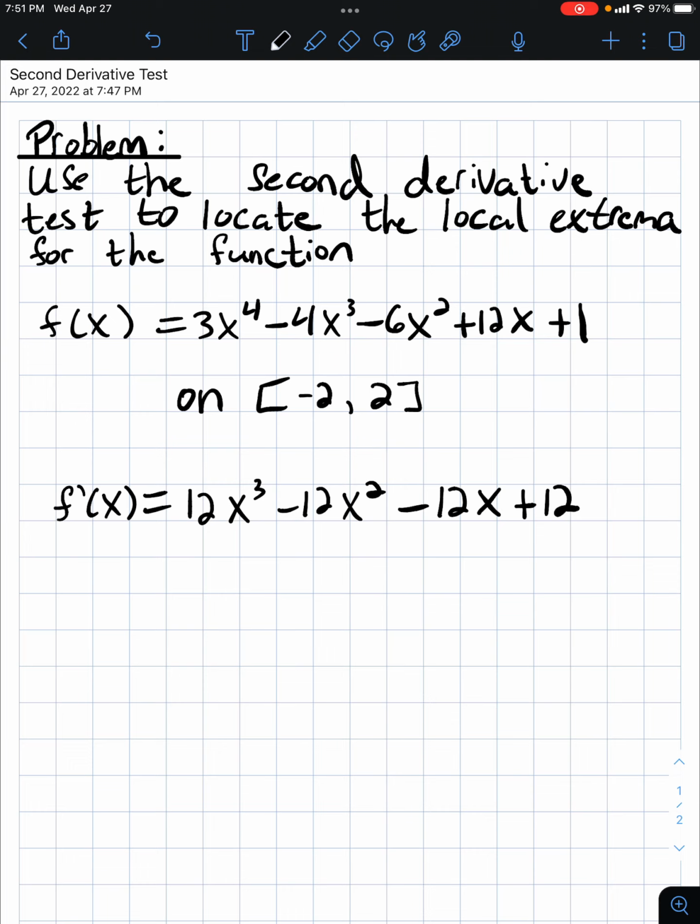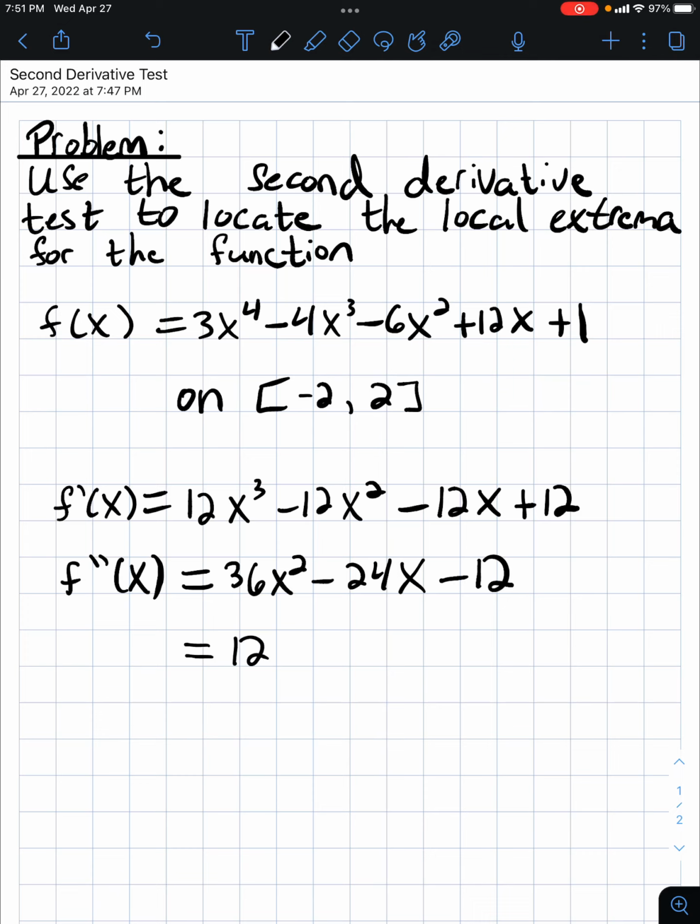Now, since we are using the second derivative test, we need to take the second derivative of f of x. So f double prime of x is going to be equal to 36x squared minus 24x minus 12. Now, we can simplify this. We can pull out 12 and we get 12 times x minus 1 times 3x plus 1.